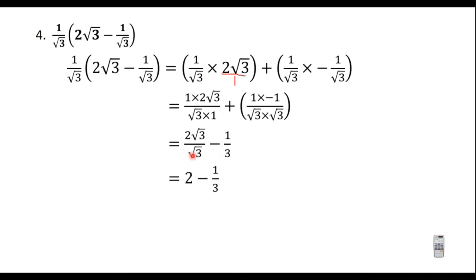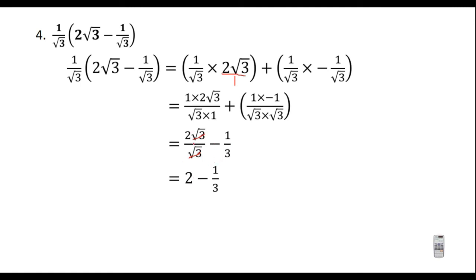Now we can see from here that we have 2 root 3 divided by root 3. So someone can say that root 3 will cancel root 3. So square root of 3 here will cancel square root of 3 here to give us 2. Then we have minus 1 over 2.